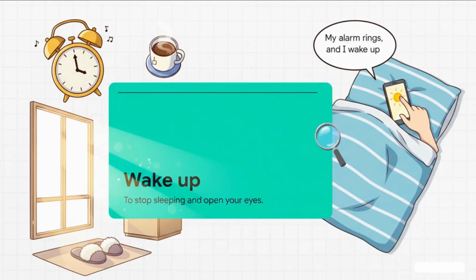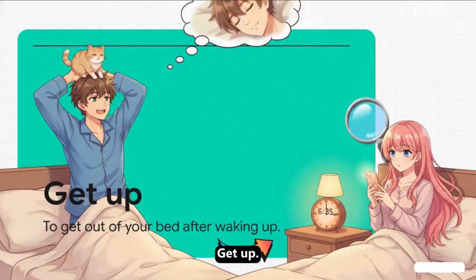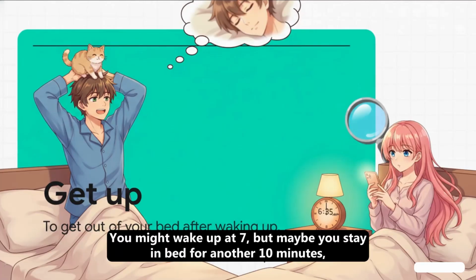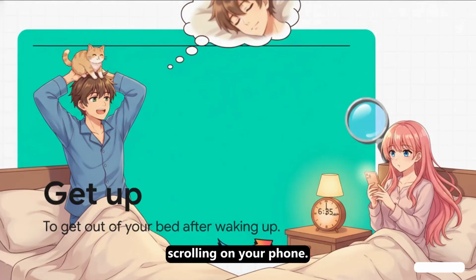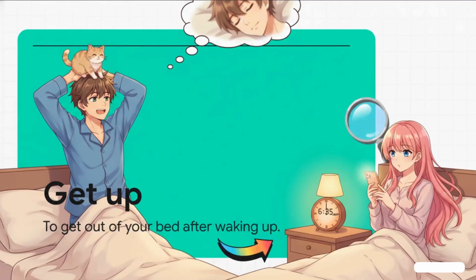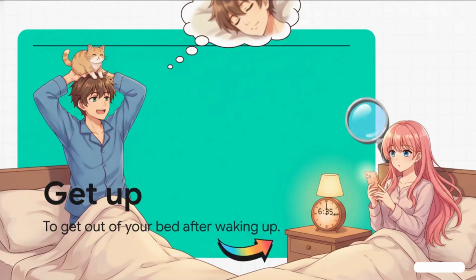Simple, right? Okay. Now, this next one is super important. Get up. There's a little difference here that catches a lot of people. You might wake up at 7, but maybe you stay in bed for another 10 minutes, scrolling on your phone. Getting up is when you actually physically leave the bed. So always remember the order. First, you wake up, and then you get up.